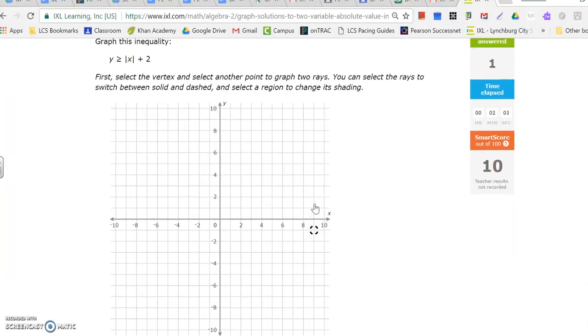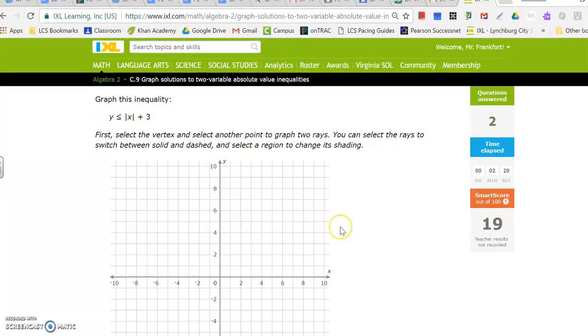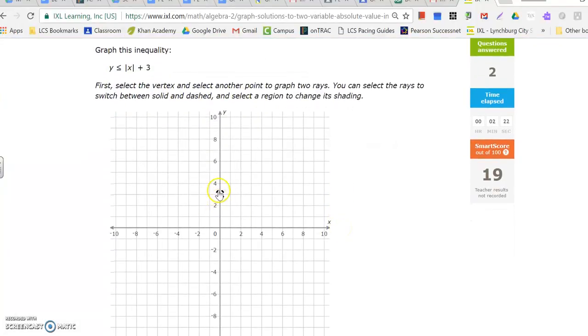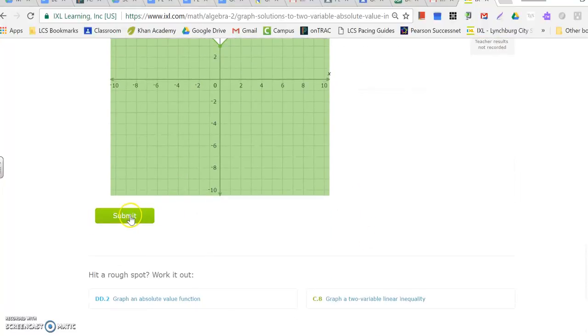This one's got a transformation. We're up 2, so we put our vertex there, normal slope. It's a greater than or equal. So we're going to keep it as a solid line, but we're going to shade above. And we should be good there. All right, now less than or equal, and we're at +3 on the outside, so that's a vertical shift. So I shade that in.